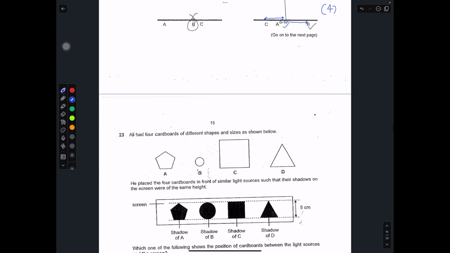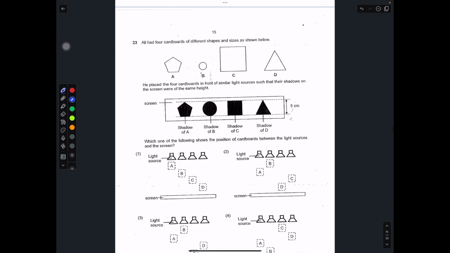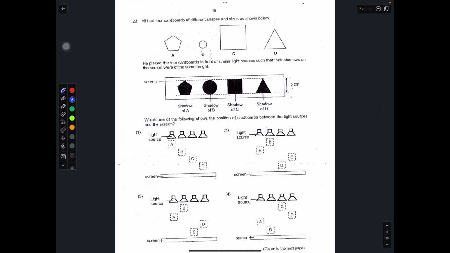Okay, so now let's move on to this part. Ali has 4 cardboard of different shapes and sizes, and you can see that between these 4 shapes, this one is the smallest and this one is the largest. If I want to put them in numbers, this one is the smallest, this one is small, followed by D, which will be larger. So this one will be the second smallest, this one the third smallest, and the fourth will be the largest.